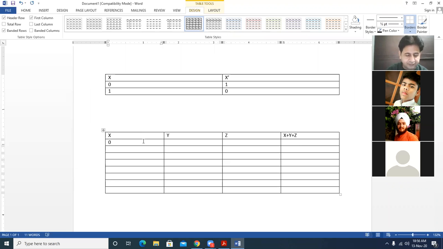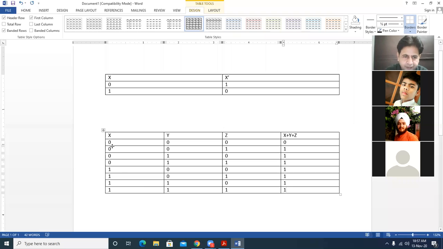Now if it is of 3 variables, 4 times 0, 4 times 1, 2 times 0, 2 times 1, then 0 1 0 1 0 1 0 1. Or if all the zeros are there, look at here, all the zeros, so result is 0. 0 0 0, and then single 1 is there, so that's why result is 1, again 1, again 1 1 1 1 1.